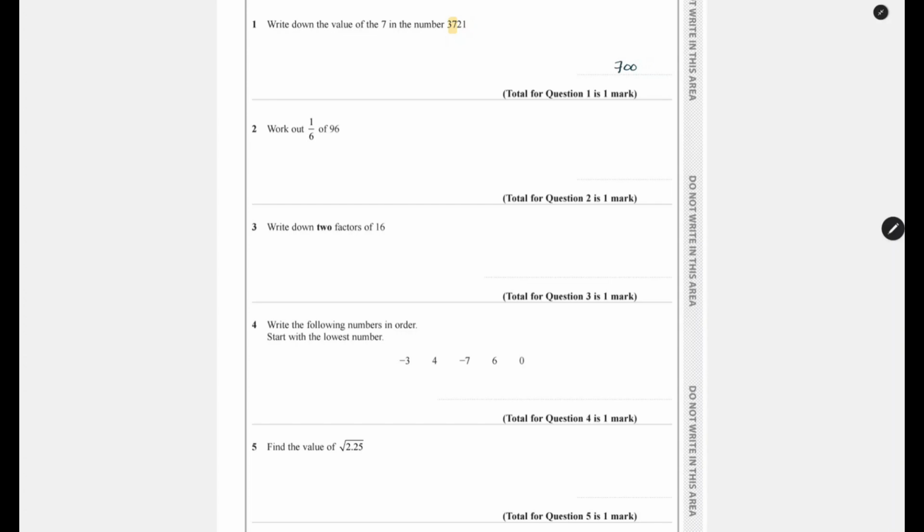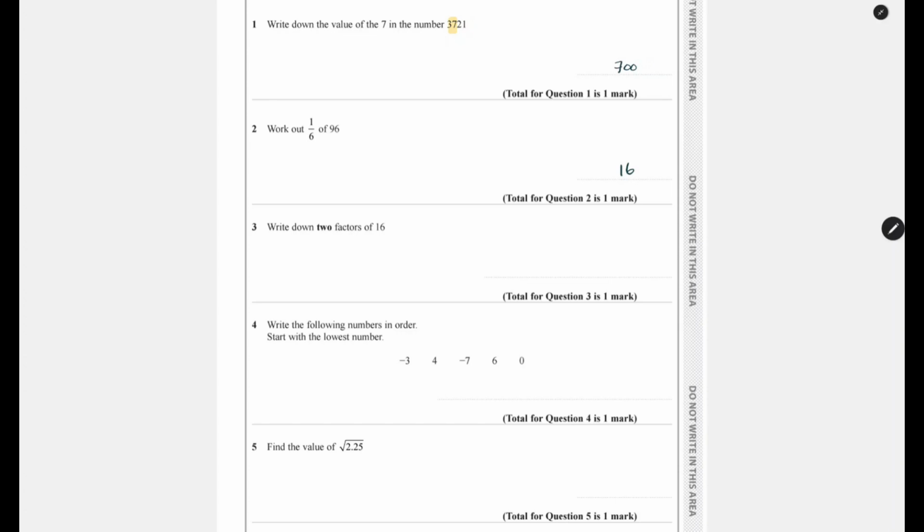Question 2 says, work out 1/6 of 96. So if we work out 1/6 of 96, that's 96 divided by 6, and that is equal to 16. Question 3 says, write down 2 factors of 16.